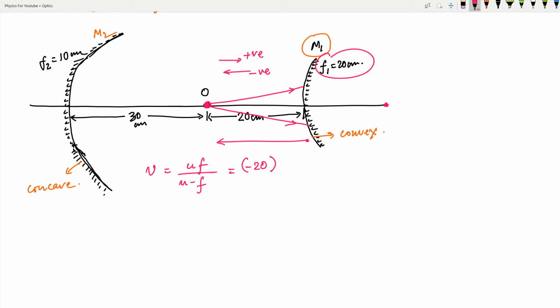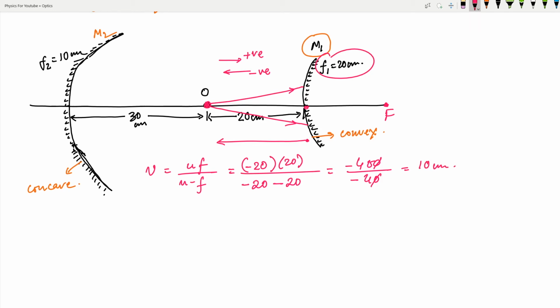This is the focus, so we need to measure it from the pole, so we need to go in this direction, therefore it is positive. So you can say that the focal length will be positive, that is 20 centimeter, divided by, again U will be minus 20, minus of plus 20 is minus 20, so this is minus 400 divided by minus 40. We can just calculate this to be 10 centimeter.